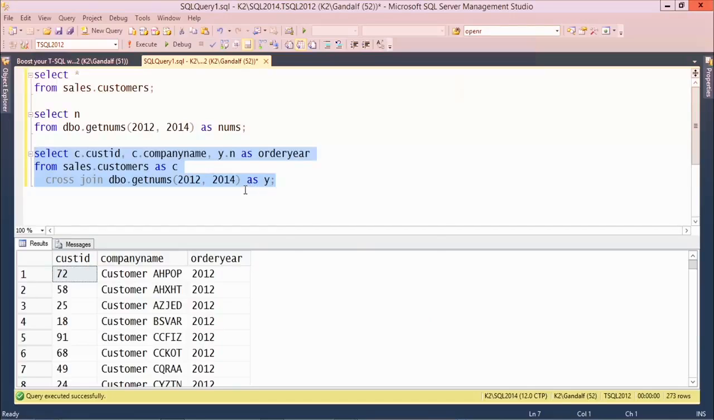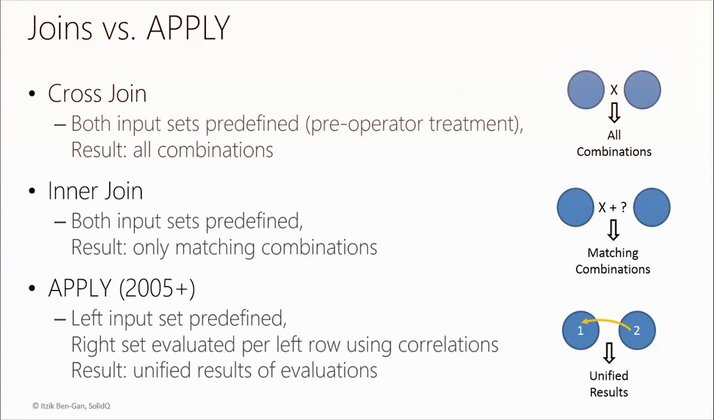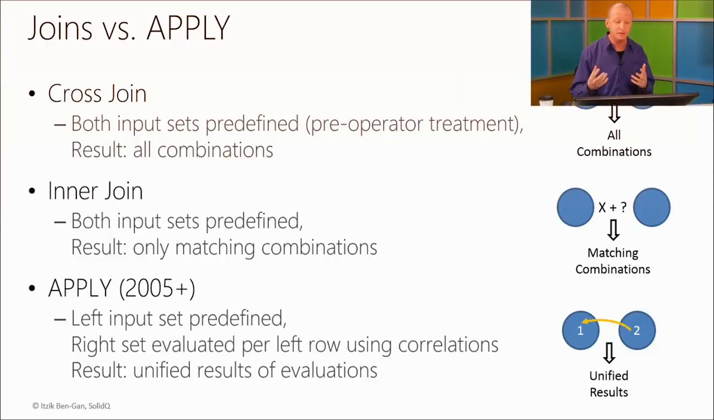So to summarize, what a cross join is, we use 2 predefined sets as our inputs. And then the cross join simply gives us the combinations of these 2 sets. So 3 rows in one, 91 rows in the other, and then we have 273 rows basically in the combination.